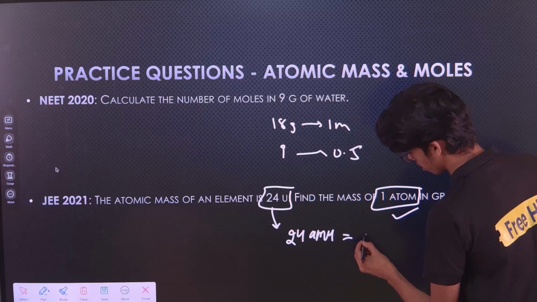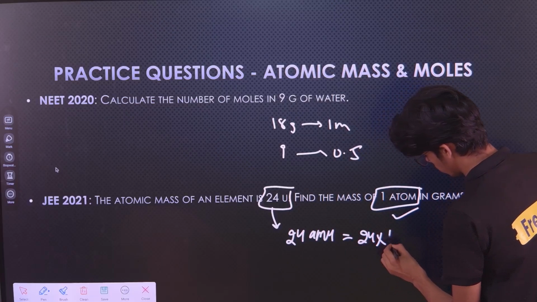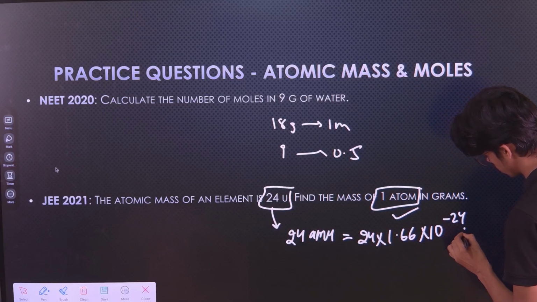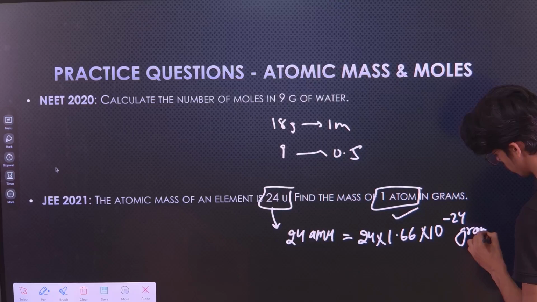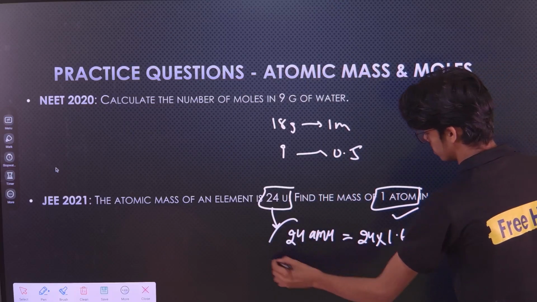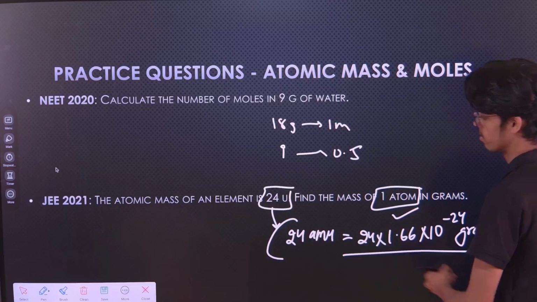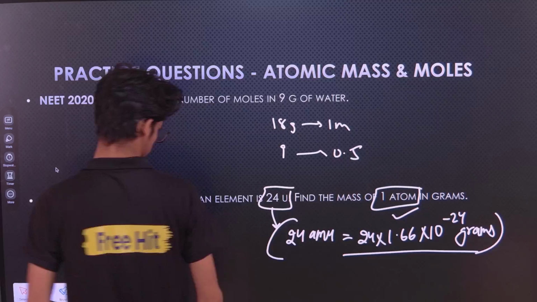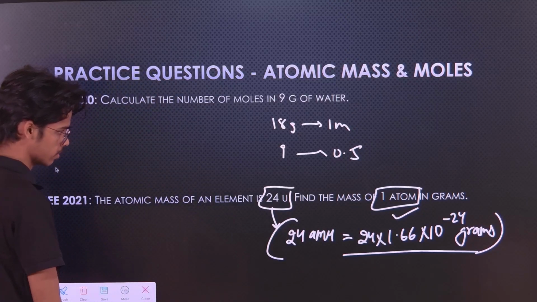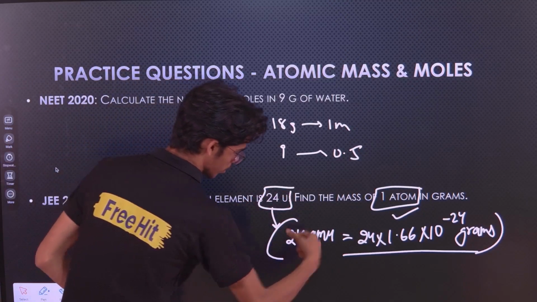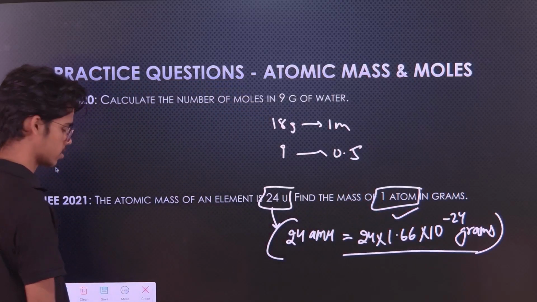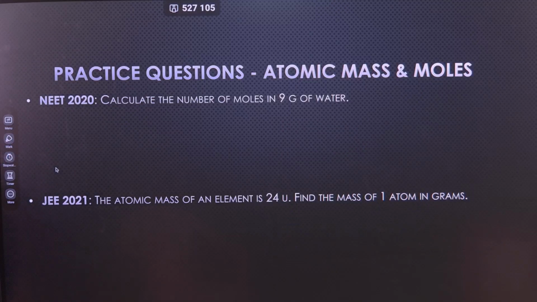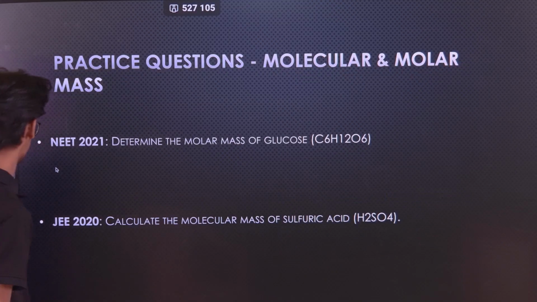Yes, we know that one atomic mass unit is equal to 1.66 into 10 to the power minus 24 grams. I hope you are able to understand this. So whatever the answer is, this is our answer. Just multiply this number, you will get an answer. That's how you find out for one particle. Got it? Was it easy? 24 U, convert this U into grams. Simple. That's it, just like you convert kg into gram. Now, last set of questions.